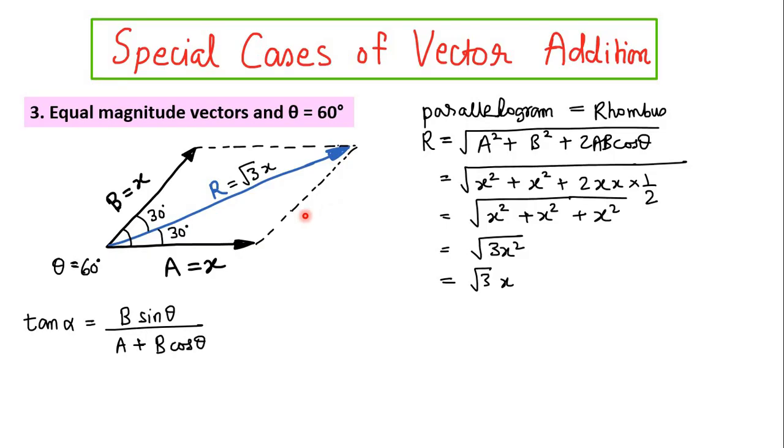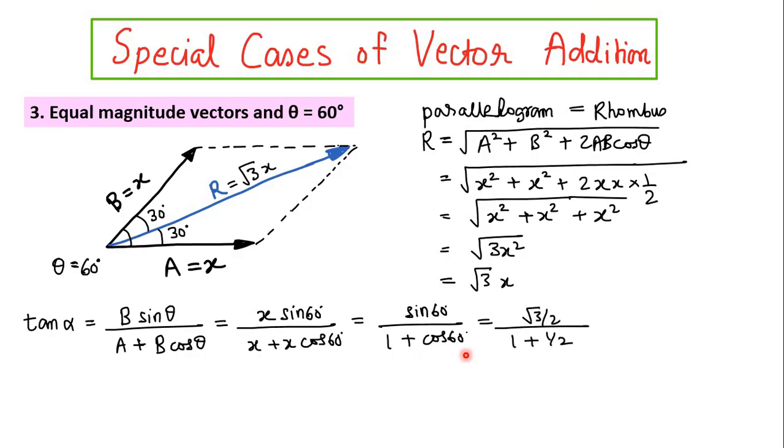Then what about this angle alpha? So using the formula tan alpha is equal to b sin theta upon a plus b cos theta, substituting the values as a and b both having the same magnitude x, write down x here, and theta is 60 degrees. So x will get cancelled and we get this. Now we substitute the values of sin 60 as root 3 by 2 and 1 plus cos 60 means 1 plus 1 by 2, which is 3 by 2. 2 cancels and we get root 3 by 3. Final answer is 1 by root 3. Therefore, angle alpha is equal to 30 degrees. So you can see that the resultant has bisected the angle as 30 and 30.